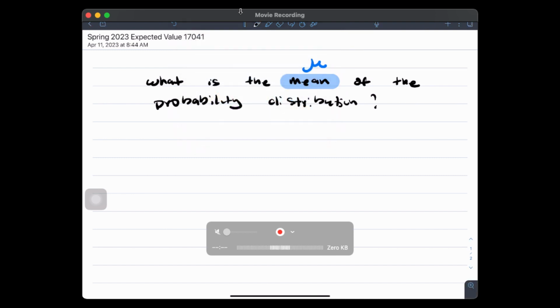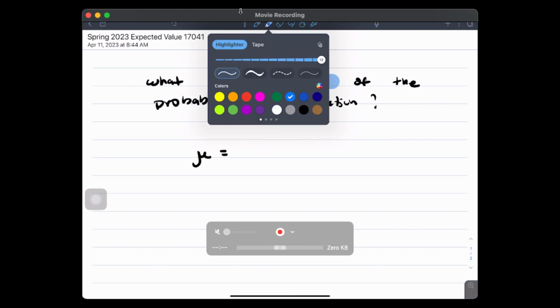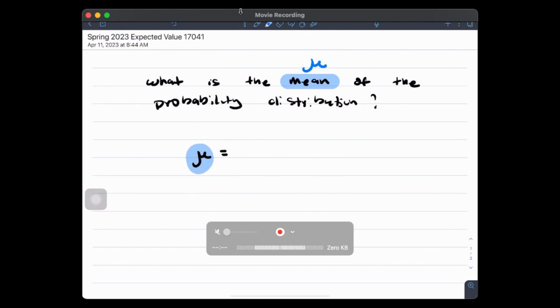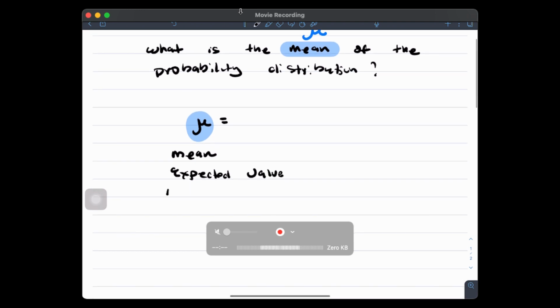Let me give you the definition here, okay? Mu, this here, this definition, this is the mean. This is also called the expected value. It's also known as the long-run average. We're going to have a discussion on this today. This is what really makes the world go round.